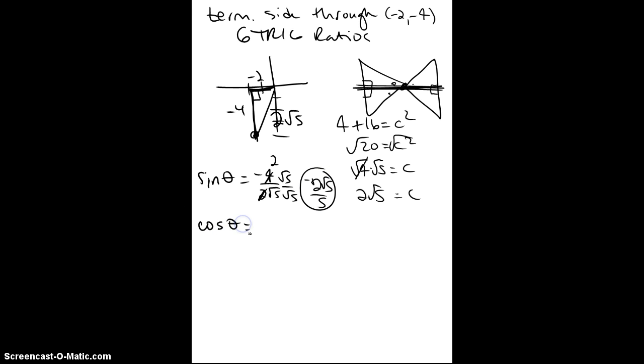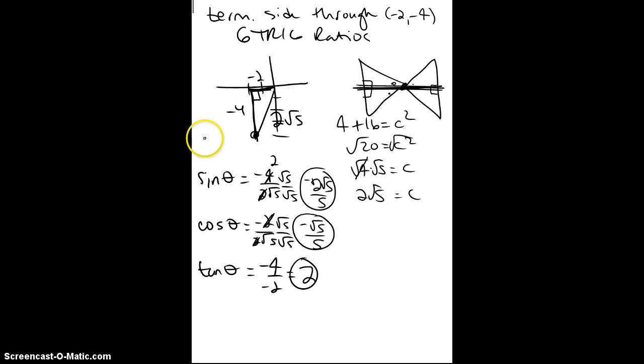Cosine of theta is adjacent over hypotenuse. And rationalize the denominator. And again, do you see how these also cancel outside numbers with outside? And then tangent is opposite over adjacent, so the toa part. So opposite over adjacent, which is a +2.